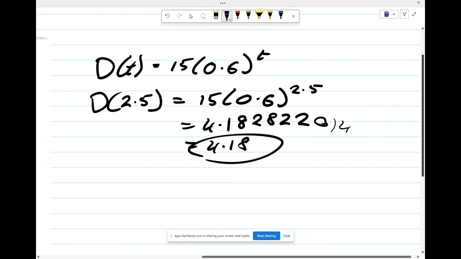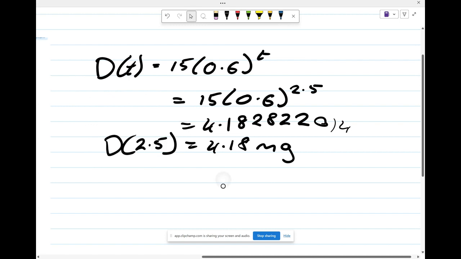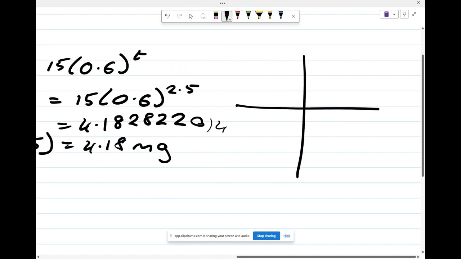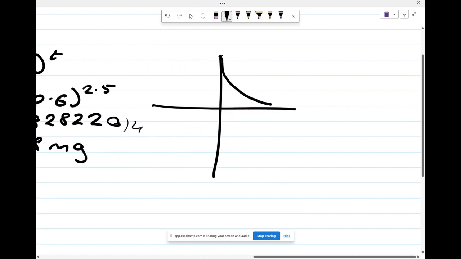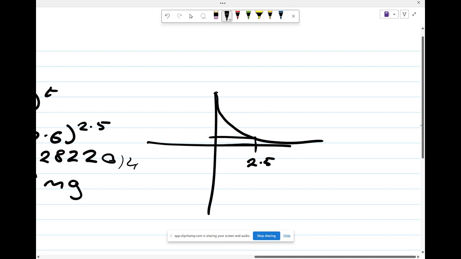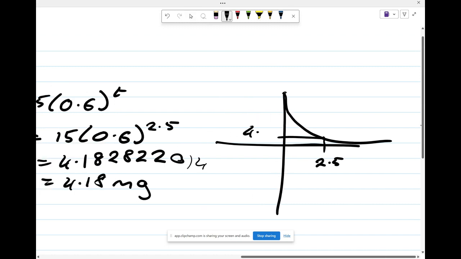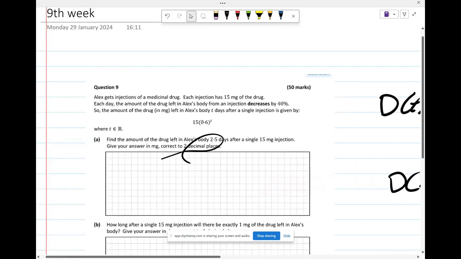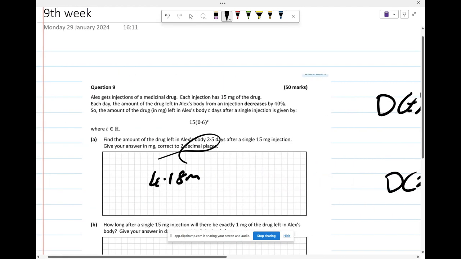And this is how many milligrams of the drug are left in Alex's body, so this is our output at 2.5 days. What this looks like is, if this is our function and the drug decays like that, we sub in 2.5, go up to the function and see how much is left, and 4.18 milligrams is left. Up here at 0 it is 15, and then it gets lower and lower. So here it was 4.18 milligrams.